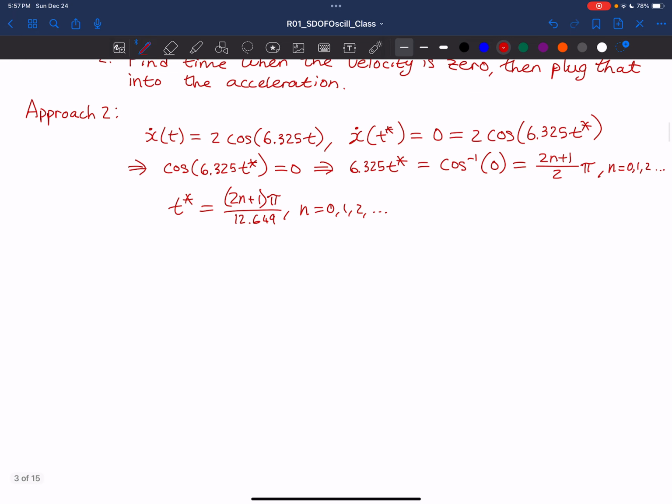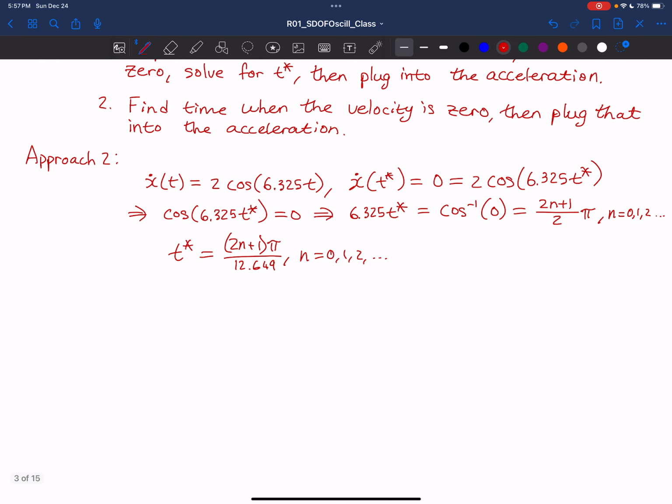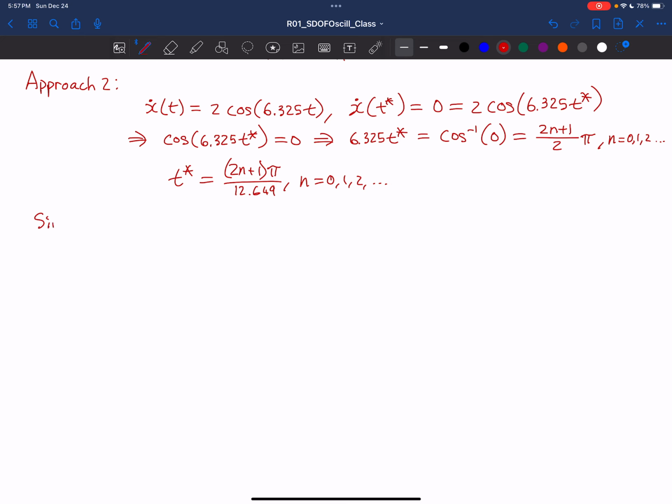Since we only care about one cycle, we're going to just choose a value of n and go with that. Let's choose n equals 0. In which case, we're going to write that 6.325 t is equal to pi over 2. In fact, this should be t star.